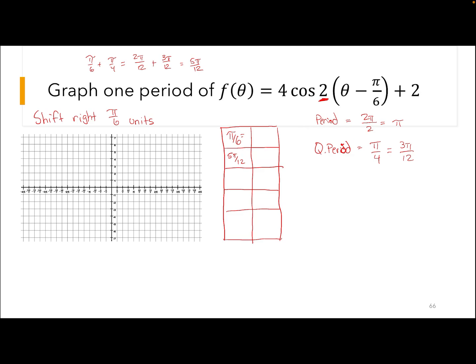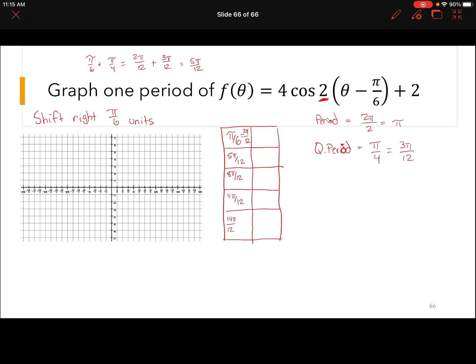So we get pi over 6, and that's going to be the same as 2 pi divided by 12. So now the next one is going to be 8 pi over 12. The next one is 11 pi over 12. And the last one will be 14 pi over 12.